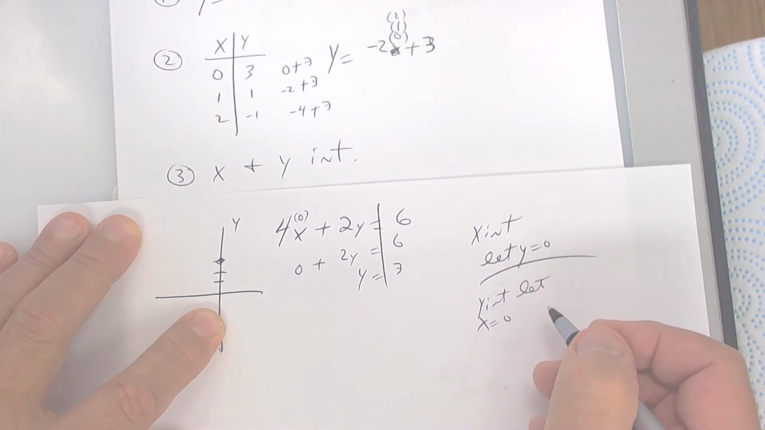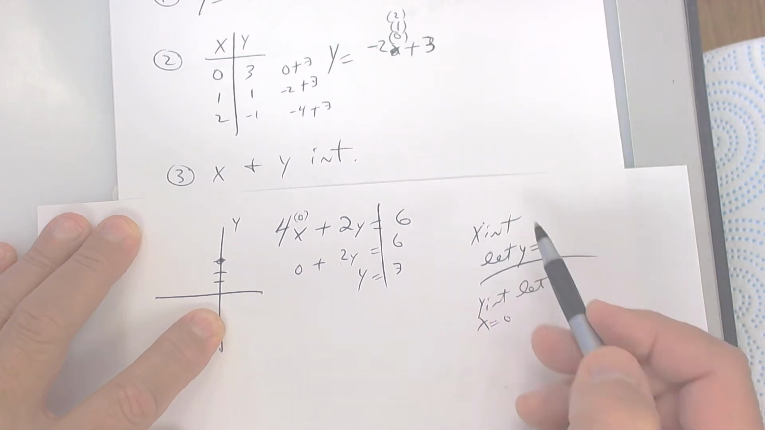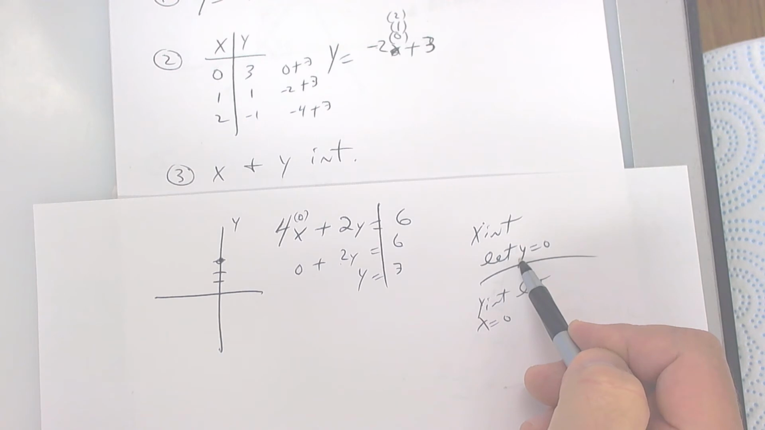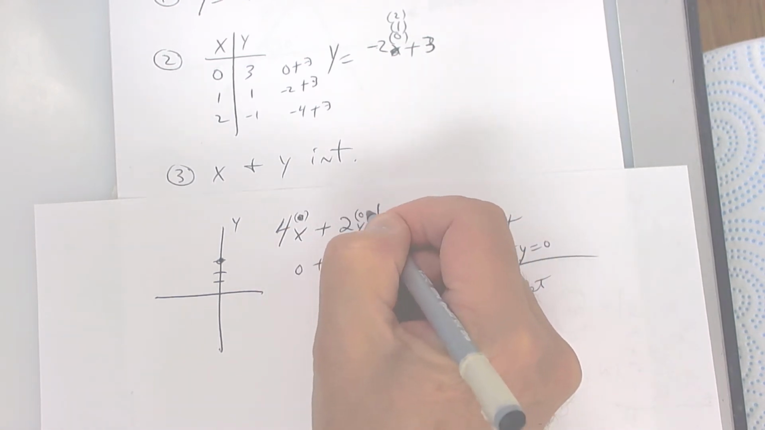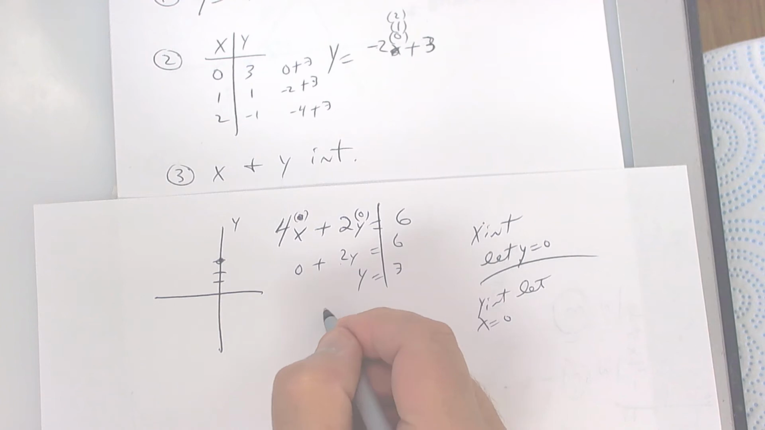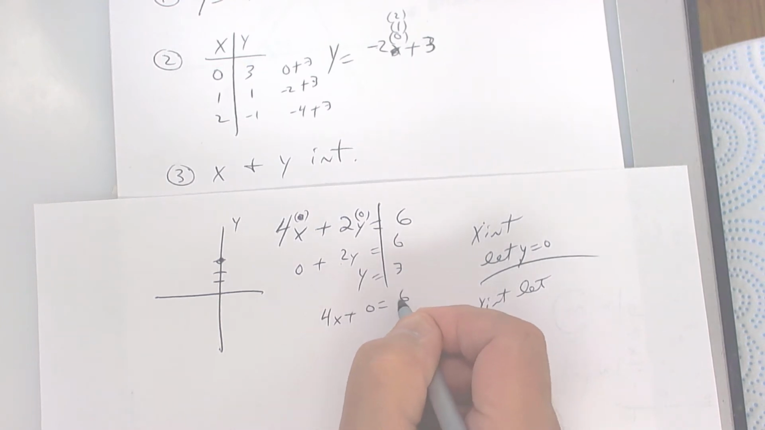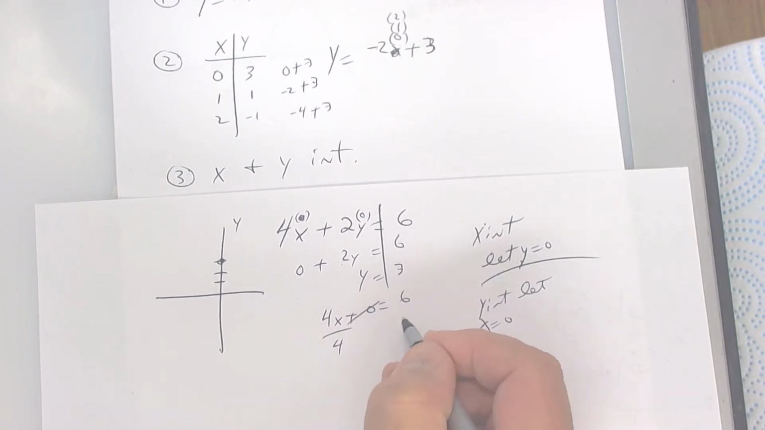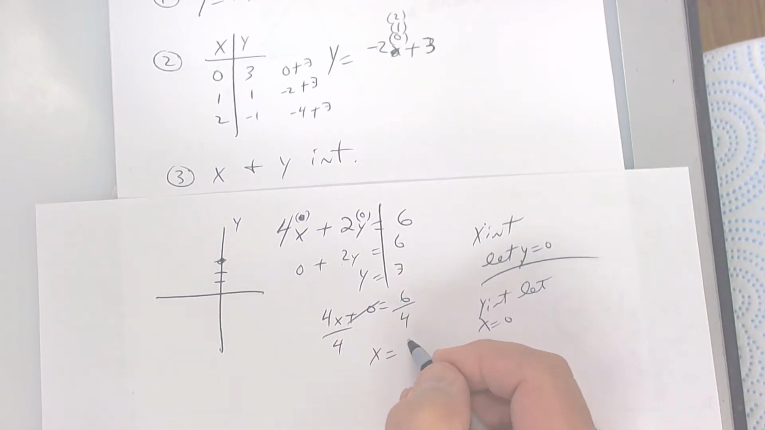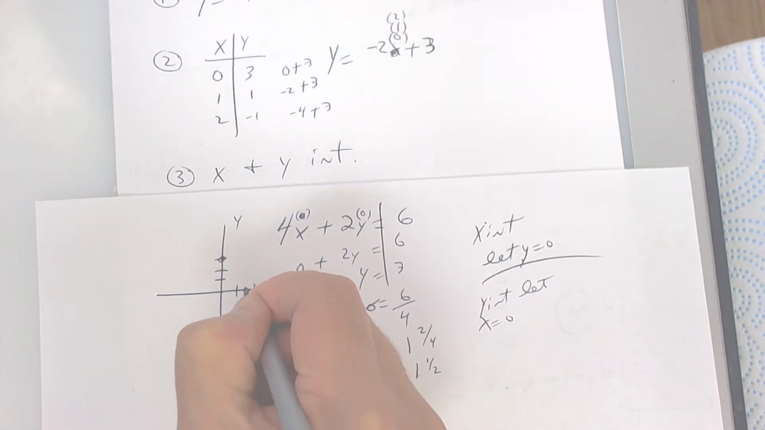Let me think about this. To get the x-intercept, you let y equal 0. Well, let me think about that. So I let x equal 0. Let me back out of that and make this 0. So that's going to be 4x plus 0 equals 6. I divide by 4, and I get x equals 1 and 2 over 4, which is 1 1/2. So the x-intercept is 1 1/2.